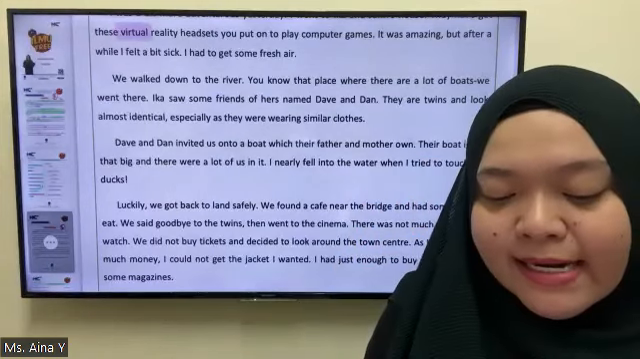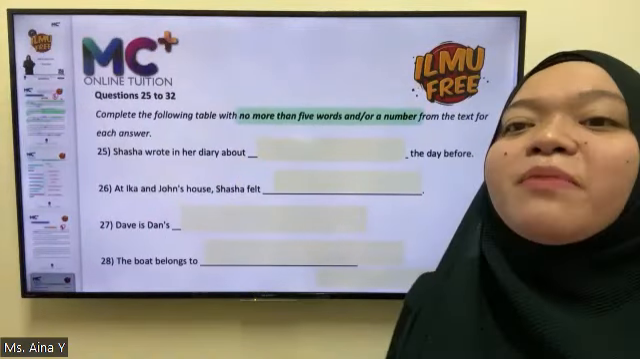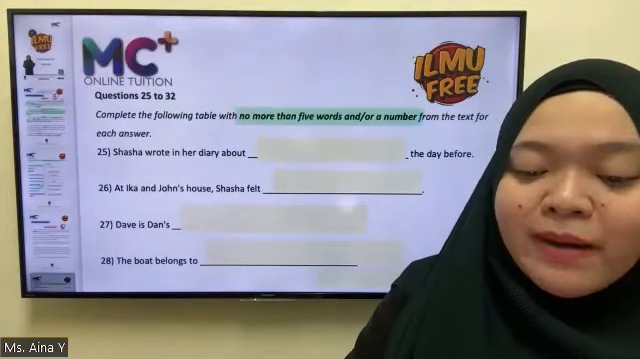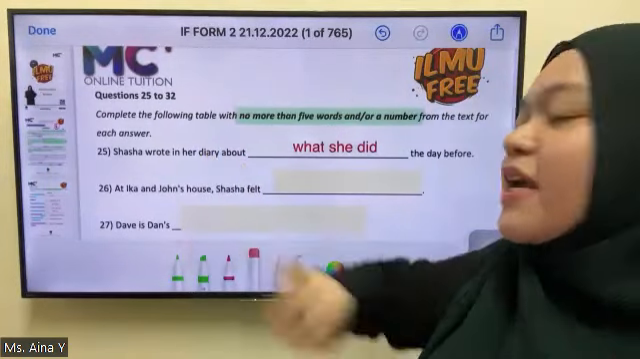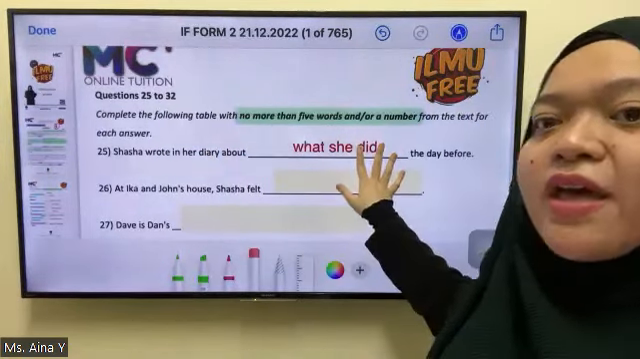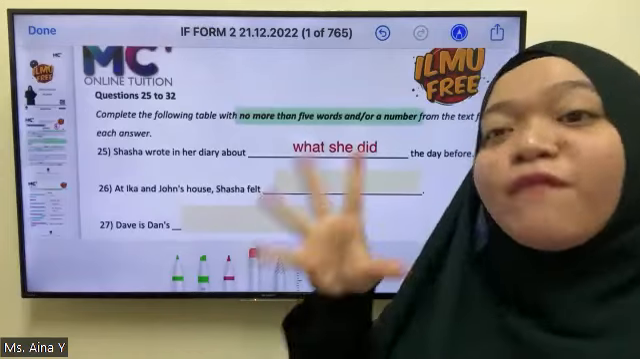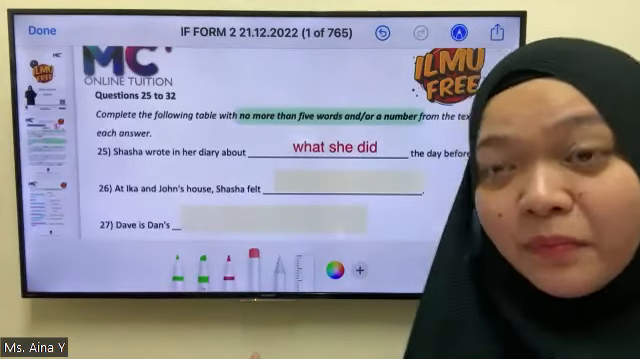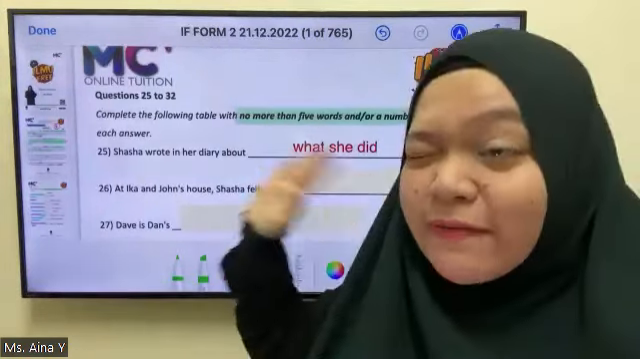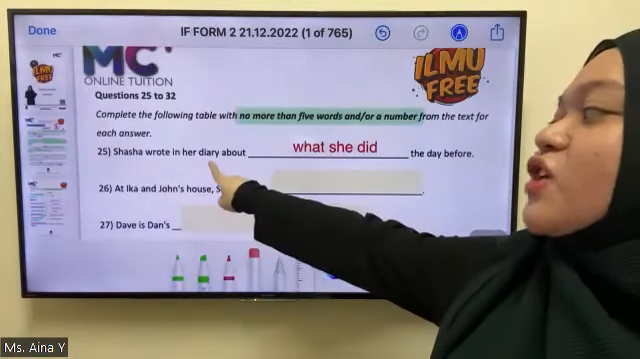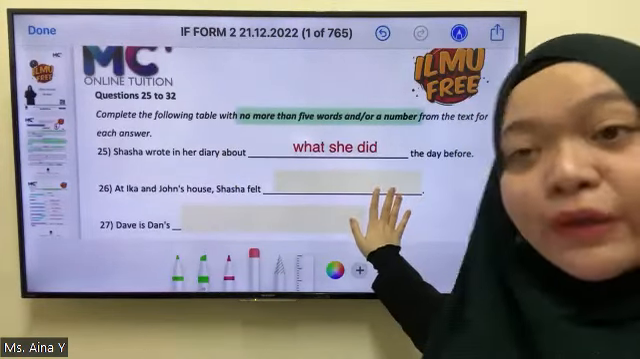Some said Shasha wrote in her diary about her adventures the day before. Possible, but here the answer is about what she did. If you write, Shasha wrote in her diary about her activities the day before, the teacher accepts it too, as long as the answer makes sense and is 5 words. Her experience, can? Shasha wrote in her diary about her experience the day before. Okay. Shall we go to number 26?